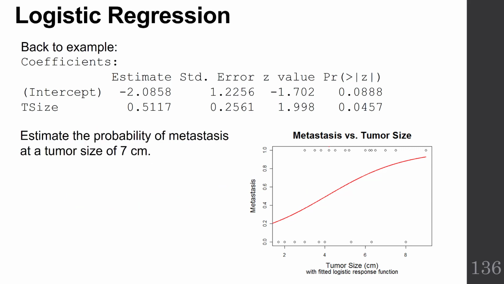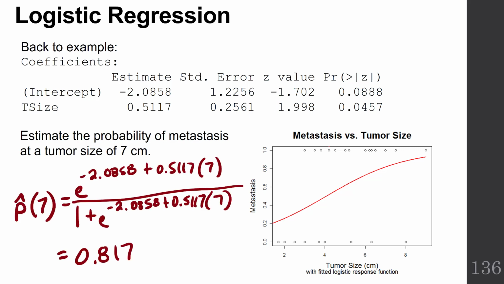So let's use this logistic regression to get an estimate of the probability of metastasis at a tumor size of 7 centimeters. So how did we get estimates of things before? Well, we just plug in our x. So we're going to plug in 7 into our model, and we'll get that the estimated probability is e to the negative 2.0858, our b naught, plus b1 times x, 0.5117 times our x of 7, over 1 plus that same quantity. Plug those numbers in, and you get 0.817.